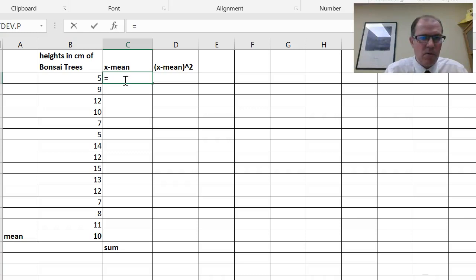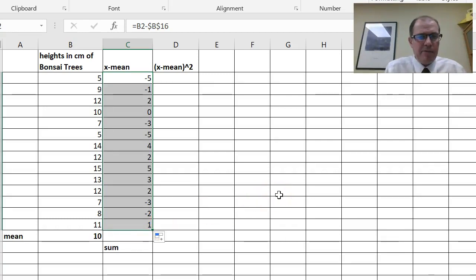So I'm going to do equals the cell, and I'm going to subtract it from the mean. But I want to cell reference that, so it's always 10. I could have written 10 in this instance, but I'll cell reference it because that will help you in future if the numbers are horrible decimals, etc. So we get minus 5. That's the distance of my data x1 from the mean. Then I'll copy that formula down, and it'll work out all of the differences.